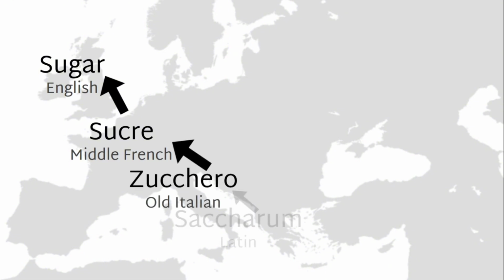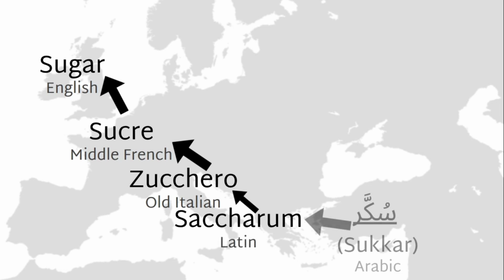And zucchero came from saccharum, which is a Latin word. And then finally we can get to the Arabic sukar. And the way that this came to Latin, then Italian, then French and English is because when the Arabians conquered Sicily, which is in modern day Italy, then they started planting sugar there, and then the cultivation of sugar spread from Sicily and Arabia to the rest of Europe, and then the world.